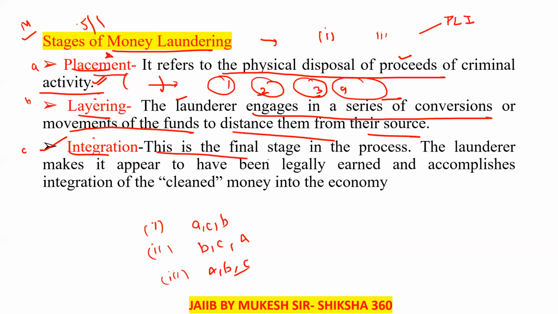Next one, integration. This is the final stage in the process. Here the launderer makes it appear to have been legally earned. In the integration stage, the illegal money is converted into legally earned money, and the cleaned money is integrated into the economy. So these are the three stages: placement, layering, and integration, clear.